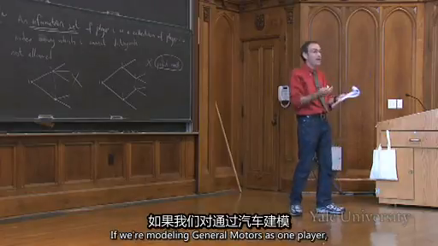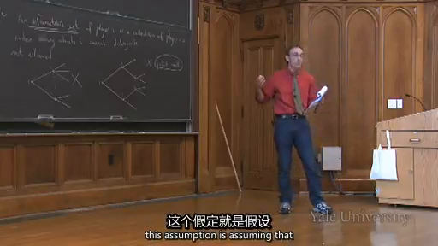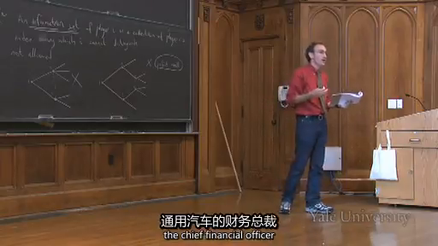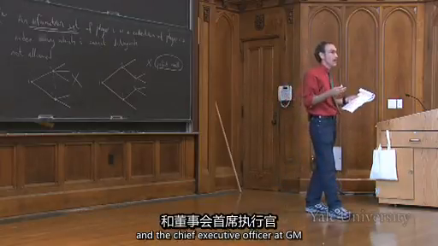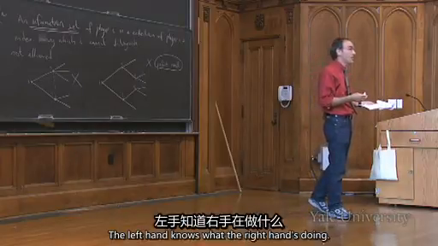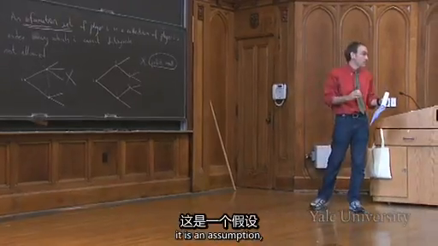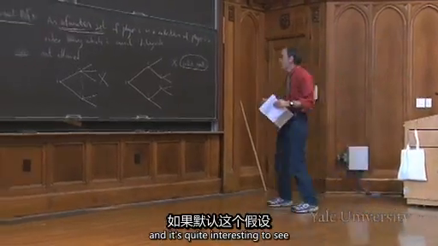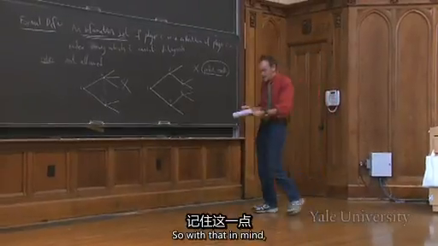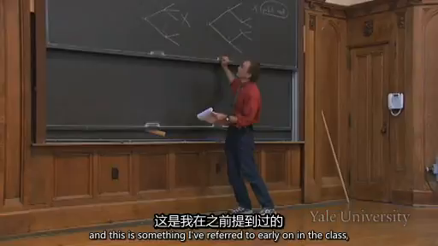Right? So if we're modeling General Motors as one player, this assumption is assuming that the chief financial officer and the chief executive officer of GM are observing each other's actions, are on the same page. The left hand knows what the right hand's doing. Right? We are typically going to assume that, but just to make the point, it is an assumption. All right? And it's quite interesting to see what happens if you relax it. All right, so with that in mind, we can move to our next definition.